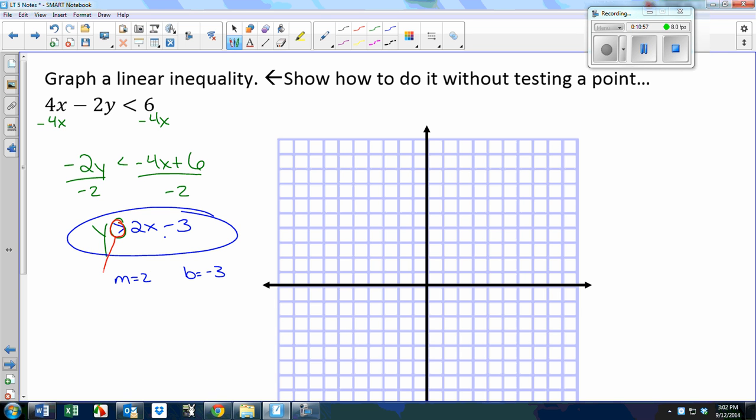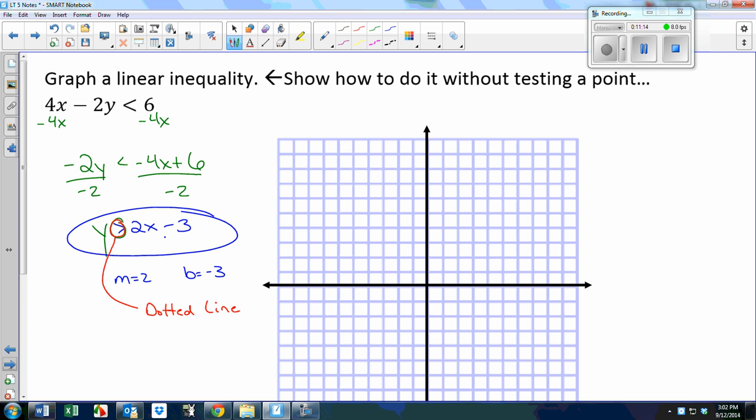The fact that this is a greater than is telling us two things. One, dotted line, because it does not have the equal to. That one we kind of already were learning or knowing. But if it says y is greater than 2x minus 3, the question's kind of asking, where are the y values that are bigger than this line?